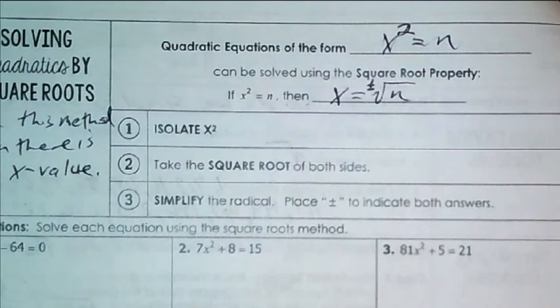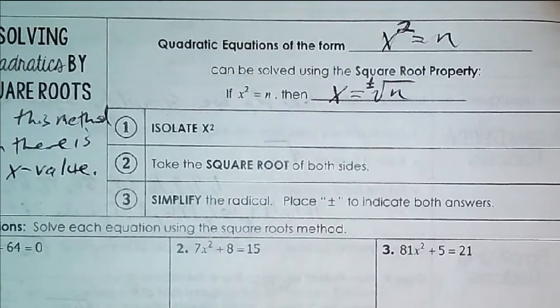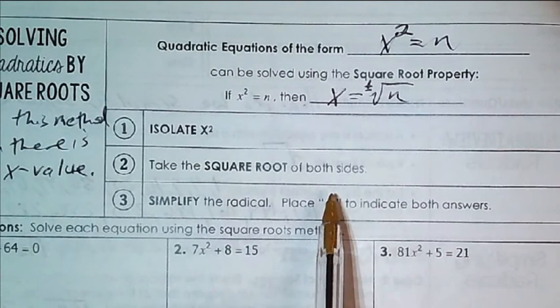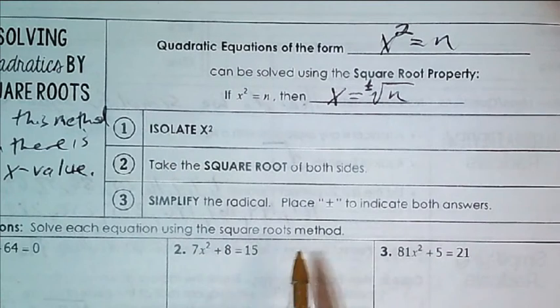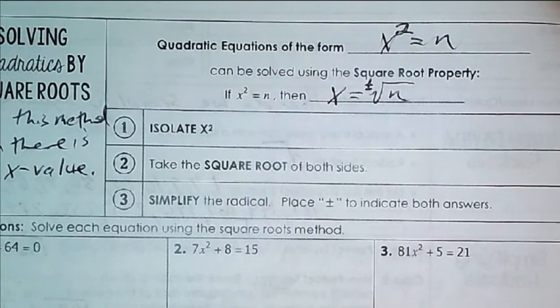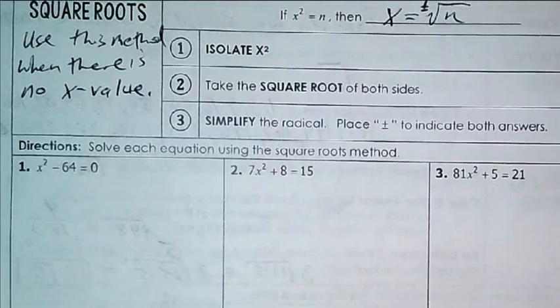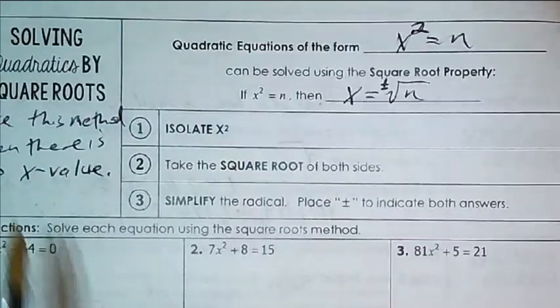Alright, so the first step to solving is to isolate the x squared. That is, get the x squared by itself. The second thing is to just simply take the square root of both sides. And the third thing is to simplify the radical, just like we just talked about, placing a plus minus to indicate both answers. Alright, so in number 1, it says use this method when there is no x value.